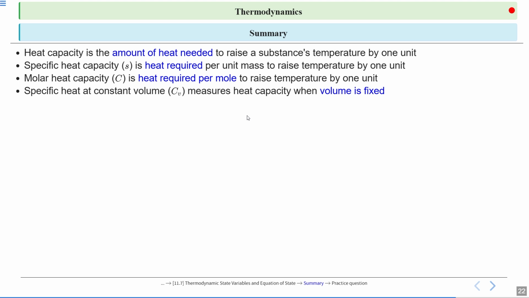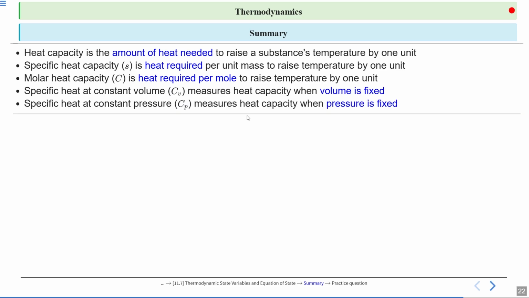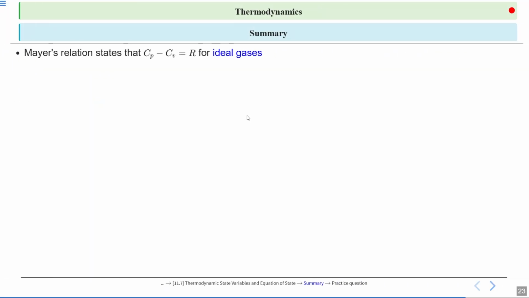If we talk about the specific heat capacity, this is also categorized in two parts: specific heat at constant volume, which measures heat capacity when volume is fixed, and specific heat at constant pressure, CP, which measures heat capacity when pressure is fixed. Mayer's relation states that Cp minus Cv equals R for an ideal gas.